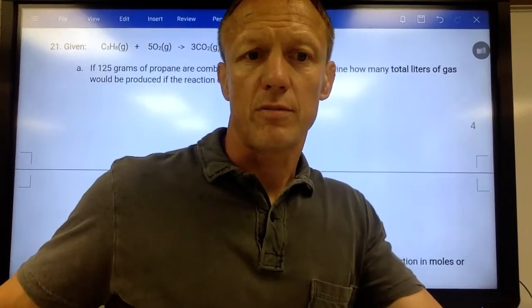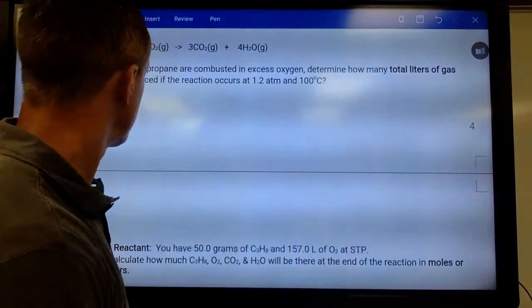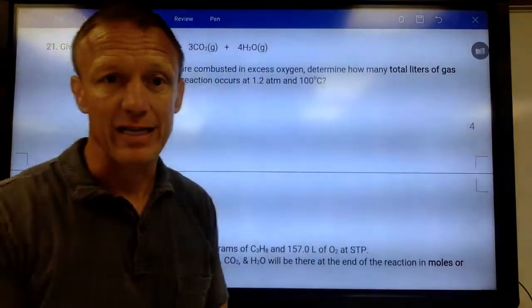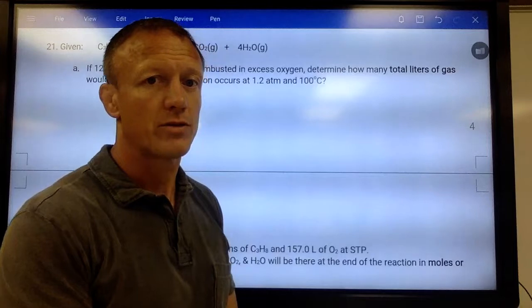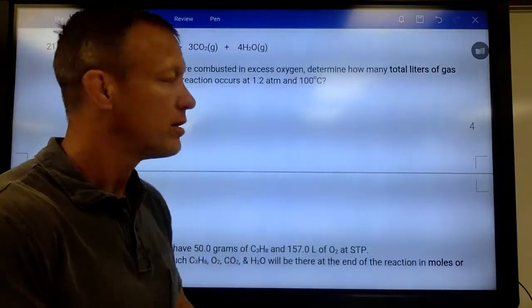Chem students, this is number 21 in your gas stoichiometry notes. I'll do both A and B. There is a limiting reactant question on this, so just two different questions here. Neither one of these is at STP. Well, the second one's at STP, sorry. The first one's not, the second one is.